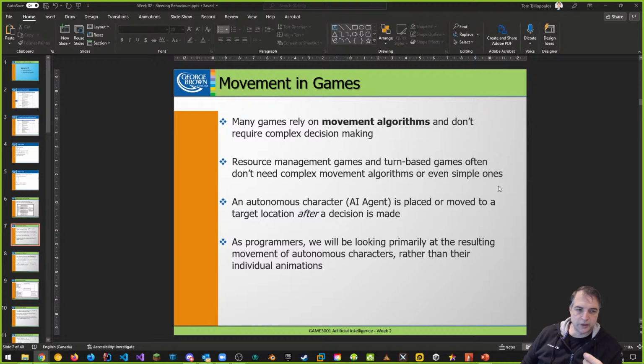We don't really care about that when we think about AI programming. We're thinking about movement. And let me ask you this question, guys. Does anyone know the difference? Can you tell me the difference between locomotion and animation? I don't want you to look it up. I want you to intuit a little bit. So what's the difference in locomotion and animation?